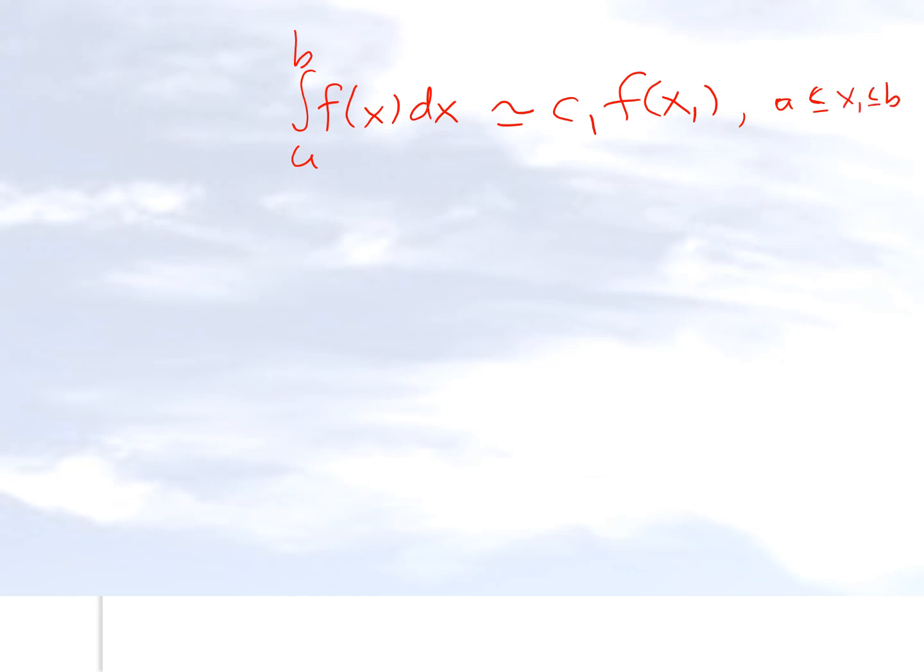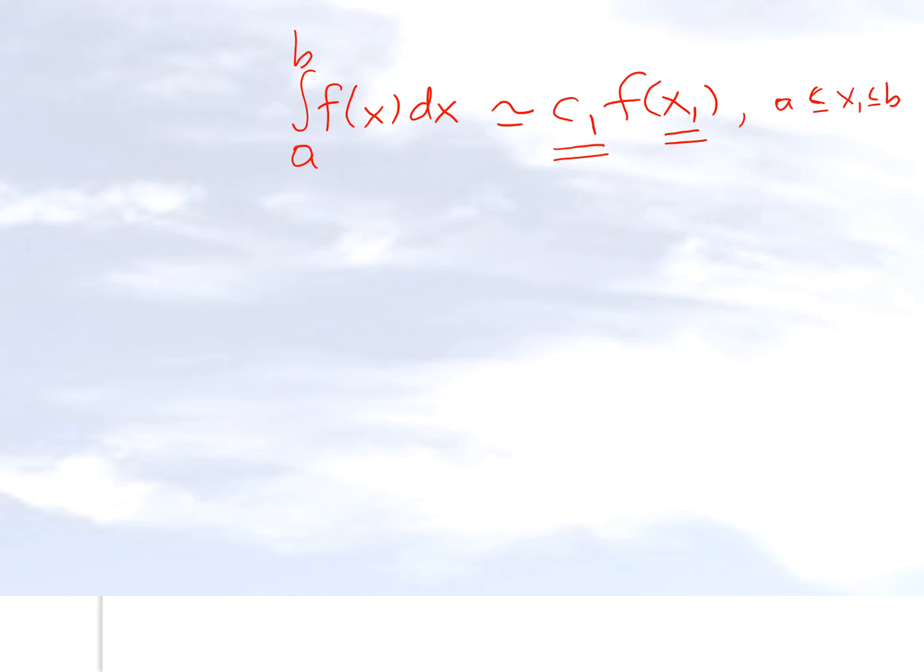The one-point Gaussian-Quadrature rule is basically derived from the idea that we have an integral going from a to b of f of x dx, and it is going to be approximately equal to c1 times f of x1, and surely x1 will be some number between a and b because we're integrating from a to b. And so the unknowns are c1 and x1.